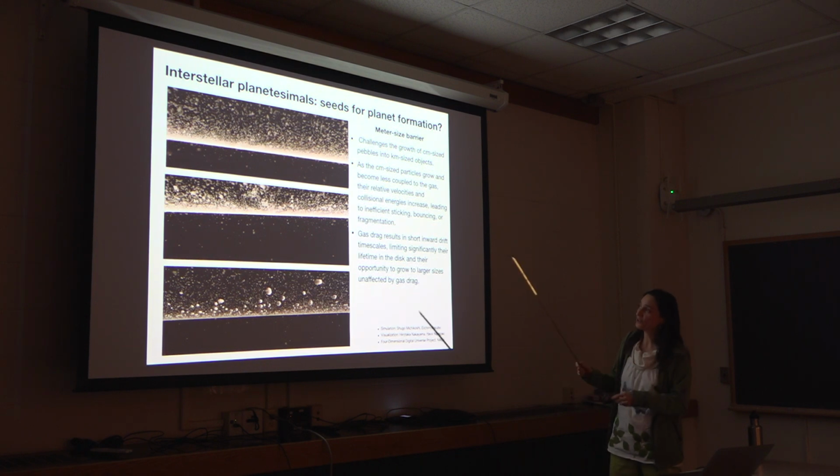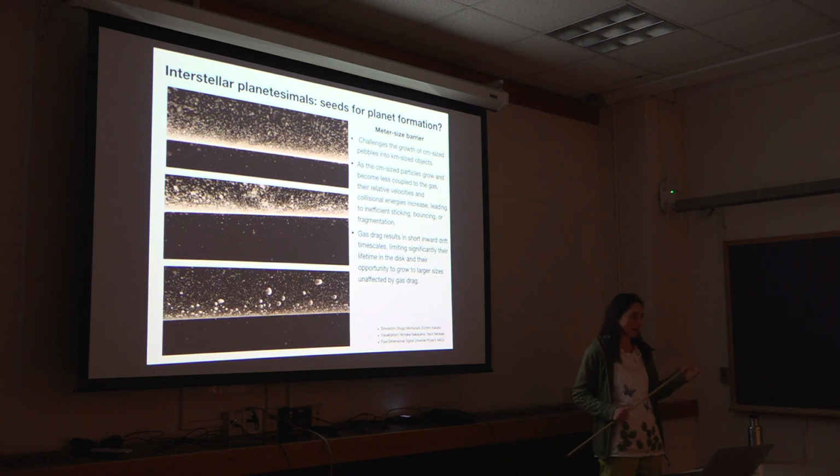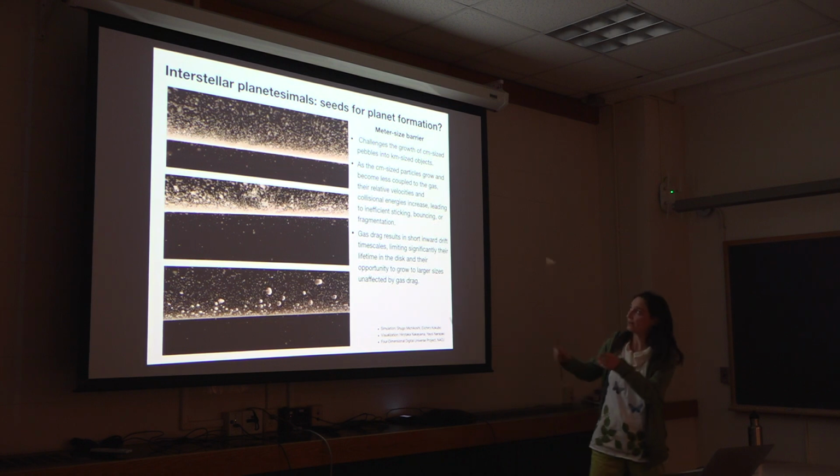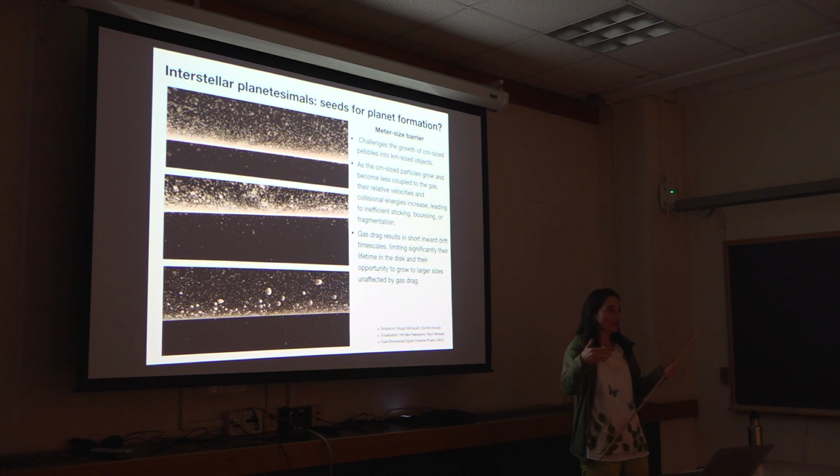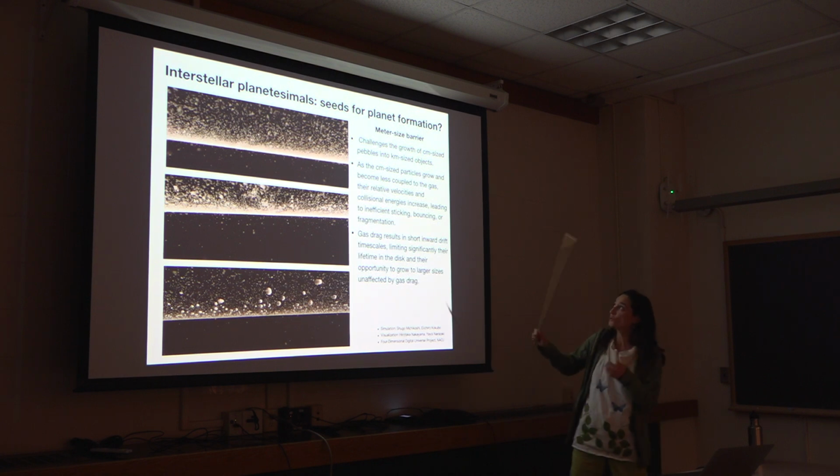The reason why we are interested in this is because there is this meter-sized barrier, an unsolved problem in planet formation, that challenges the growth of planetesimals from sub-centimeter size to kilometer size, right? As the centimeter-sized particles grow, they become less coupled to the gas, but then they collide more energetically, and they are less efficient at sticking to each other. They also fragment more frequently, and they can also bounce. They also are still coupled to the gas, so they drift in due to gas drag, so they don't have time to grow before they drift in all the way to the star. This is what is called the meter-sized barrier.